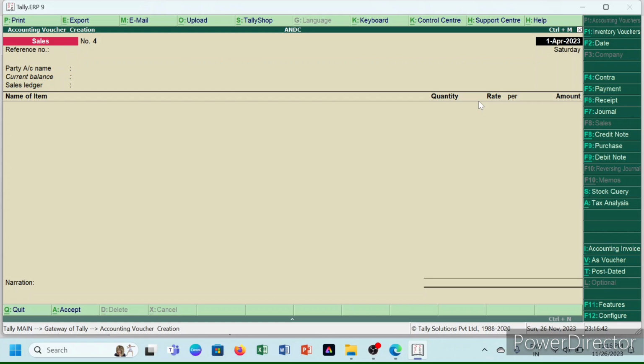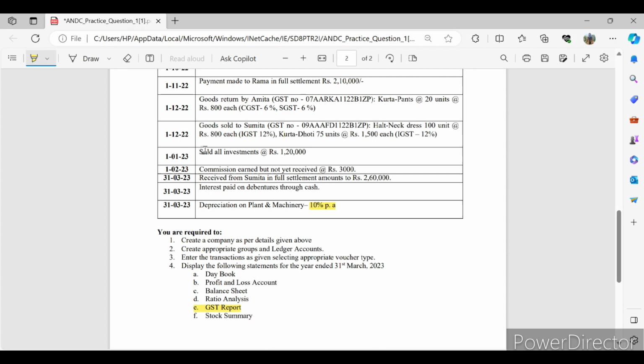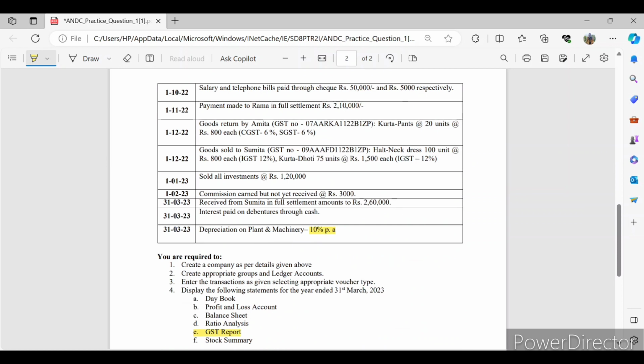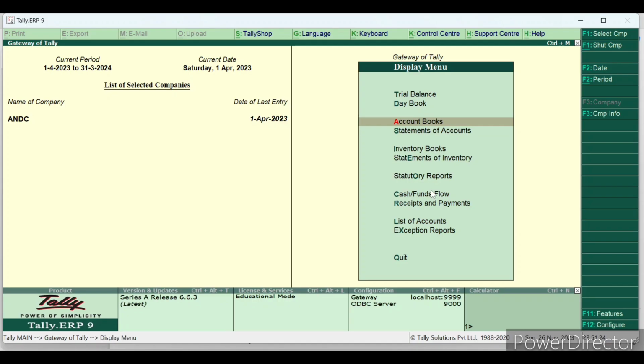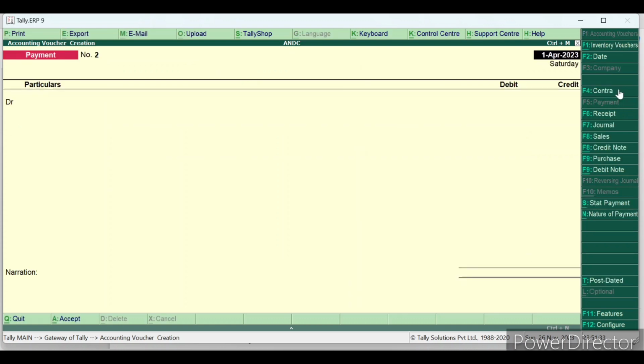Let's see what the general entry will be for sale of investment. Bank account debit to. So let's see. Our next entry, sold all investments at the rate of rupees 1,20,000. The value of the investment is rupees 1 lakh, but we are selling it for 1,20,000. So 20,000 is our profit.